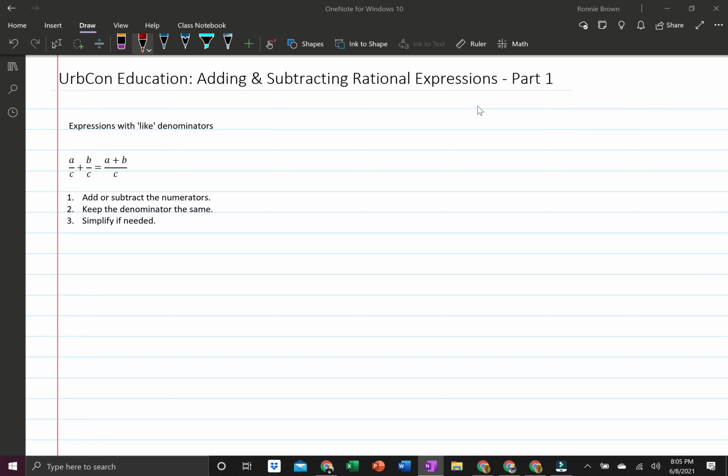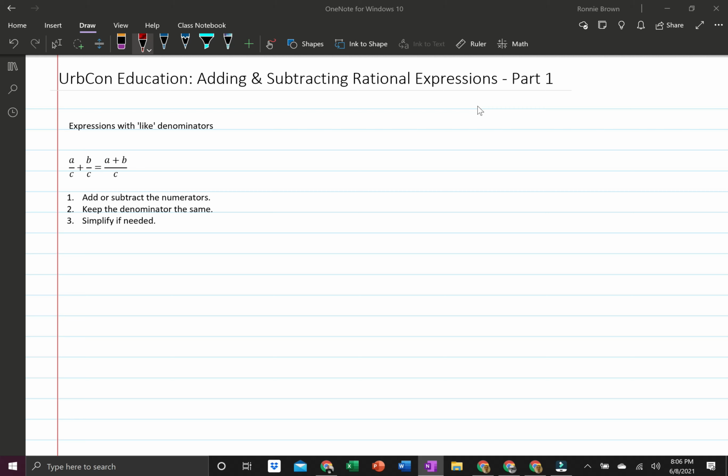All right, in today's mini lecture, we're going to add and subtract rational expressions. And this is called part one because part one will discuss expressions with like denominators, when the denominators are the same. And in part two, we'll go ahead and discuss unlike denominators.